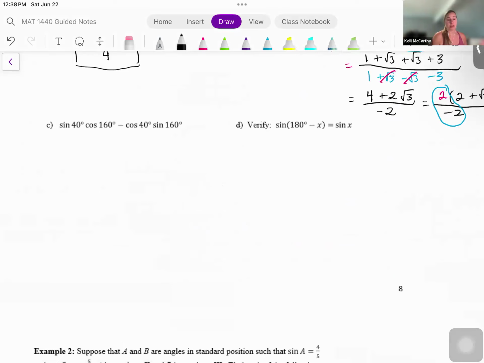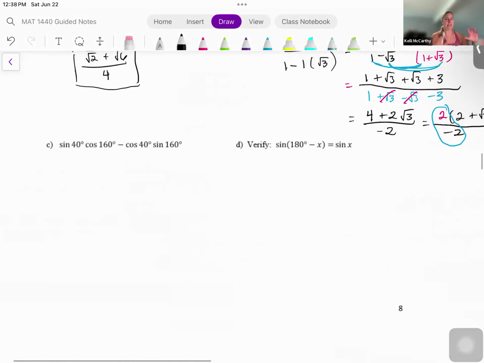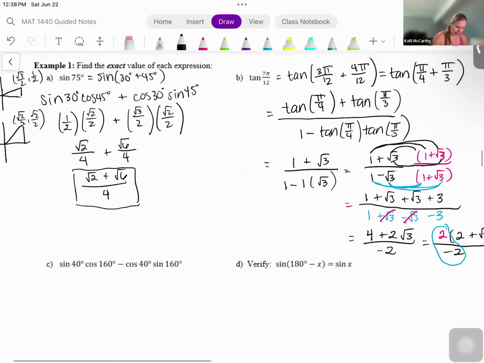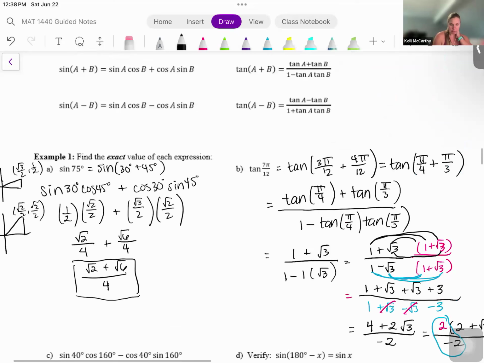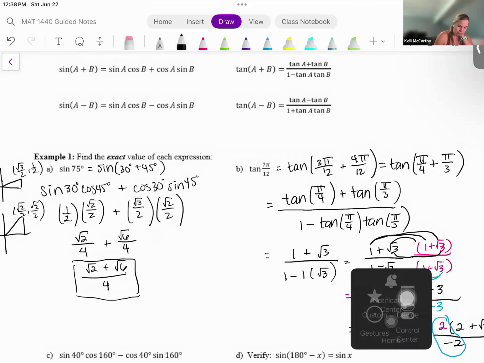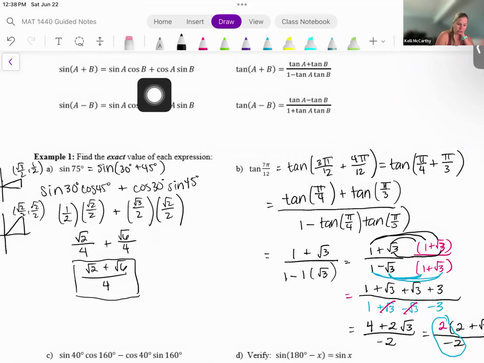Sine of 40 degrees times cosine of 160 degrees minus cosine of 40 degrees times sine of 160 degrees. Looking at our formulas, we want to basically see from the other direction if we can rewrite this expression as something a little bit simplified. So looking at this, the sine of one angle, cosine of another angle, cosine then sine. So we have a sine and a cosine, cosine and a sine in both of these.